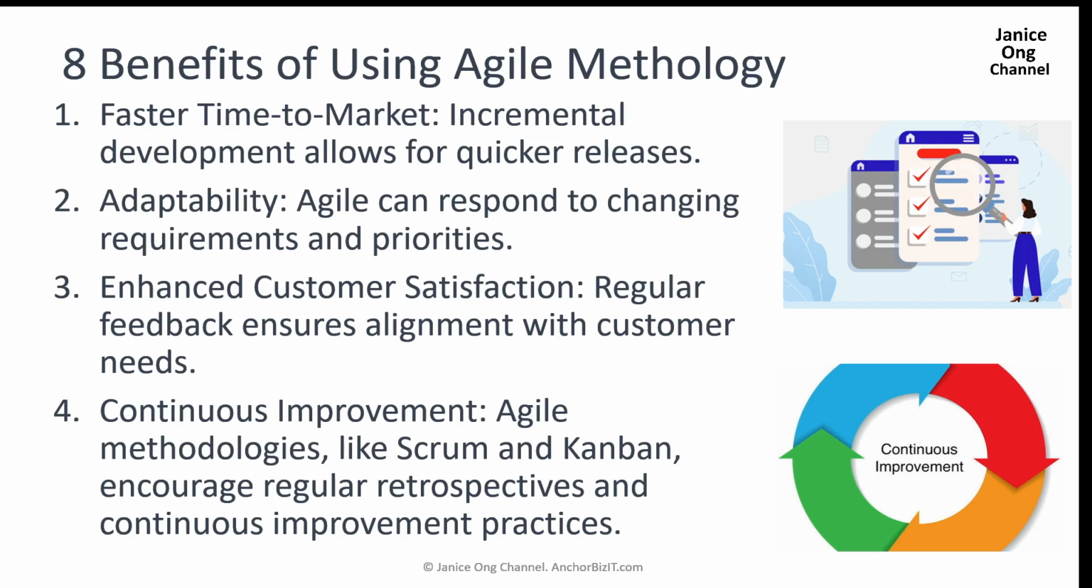Number four, continuous improvement. Agile methodologies like Scrum and Kanban encourage regular retrospectives and continuous improvement practices. After each sprint or on an ongoing basis, teams assess their performance, identify areas for improvement, and implement changes accordingly. This commitment to continuous improvement enhances team efficiency, productivity, and product quality over time.